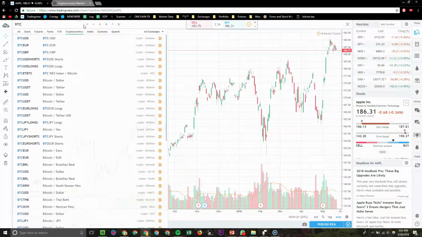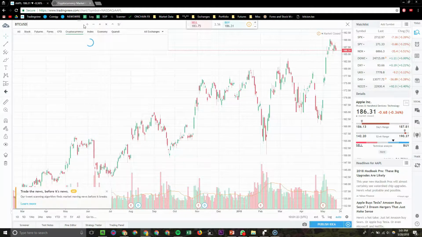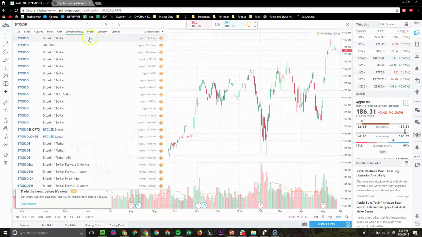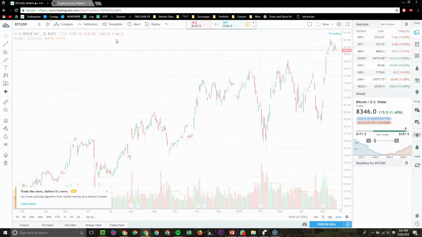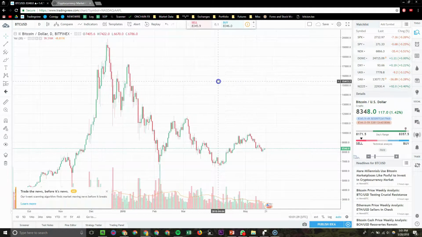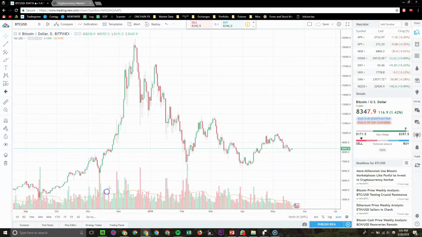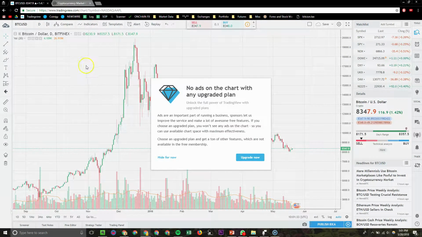To make it easier, we'll type in BTCUSD, and we'll click the first one that pops up, which is Bitfinex. And I typically chart on Bitfinex. I'm going to tell you why in just a second. But here we can see Bitcoin.